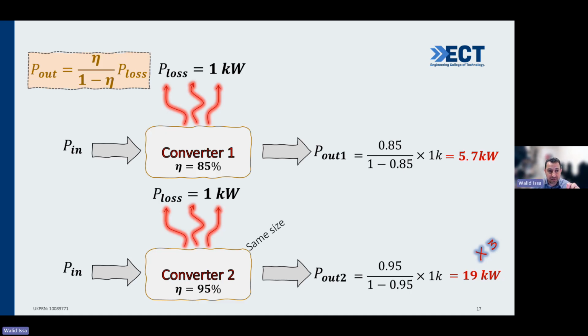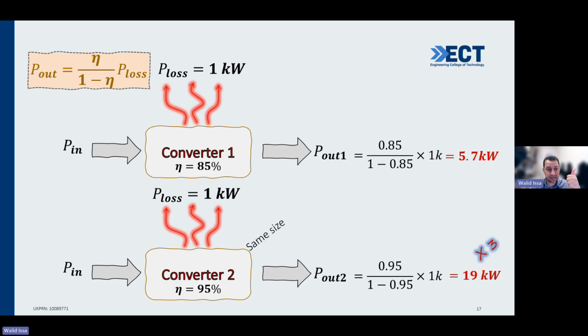Is it just 10% more? Let's check. When we do the calculation, it is 19 kilowatt, 3 times more. 3 times more means I can charge my electric vehicle in a third of the time. I can charge another electric vehicle over the night and another electric vehicle, because each one will get a third of the time.